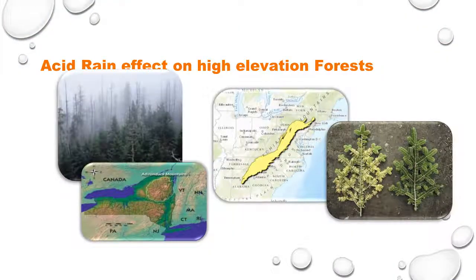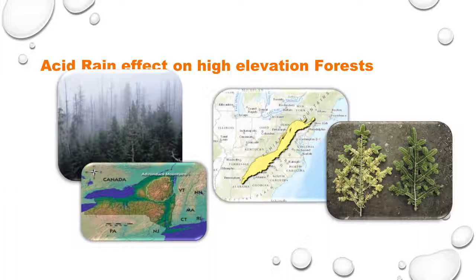Acid rain has caused damage to trees at higher elevations in various areas of the United States. Specifically, the Appalachian Mountains and the Adirondack Mountains have shown the greatest signs of impact. That's partially because most of the coal-burning power plants that contribute to acid rain are found along the eastern coast.